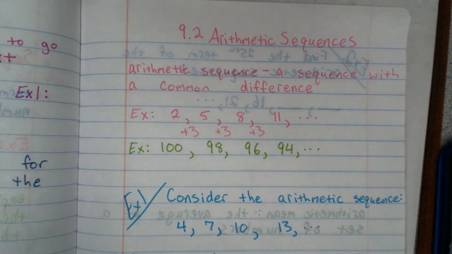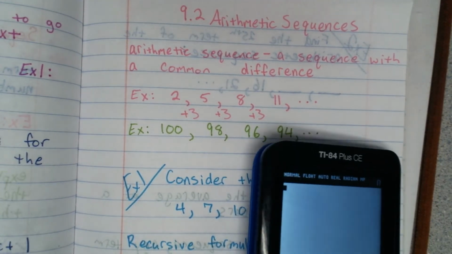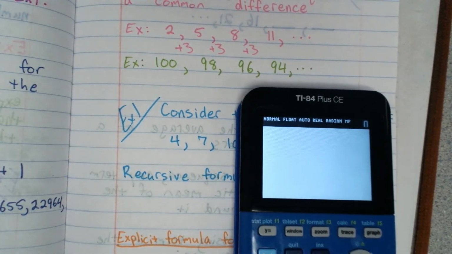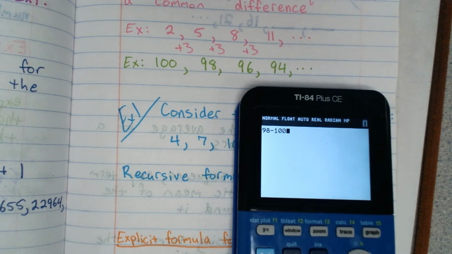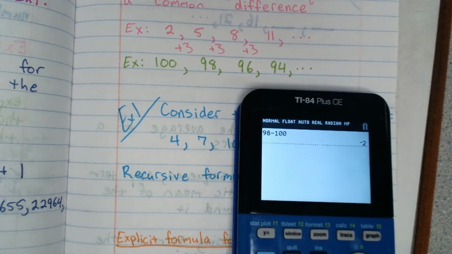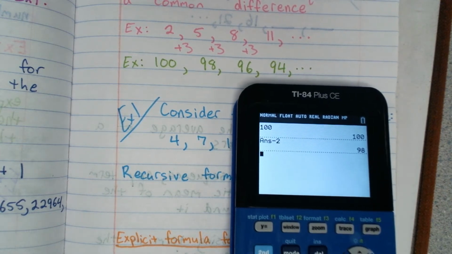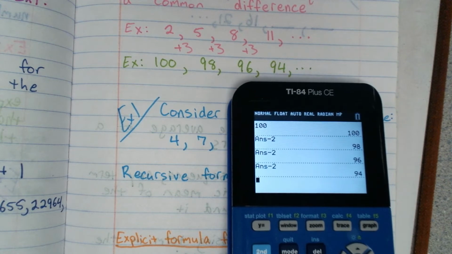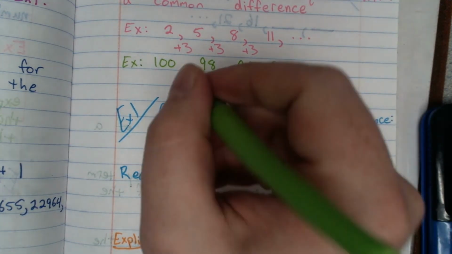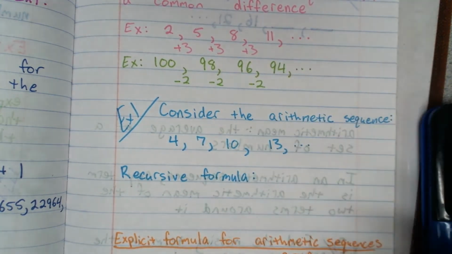And then vice versa kind of works even if you're going down. So another one, if the sequence starts with 100 and the next term is 98, you can do 98 minus 100 and see that we think the pattern is subtracting by 2, that the difference is negative 2. So we can start with 100, subtract 2, that gives us 98. Do it again, 96, do it again, 94. So again, this is an arithmetic sequence where the common difference is subtracting 2.